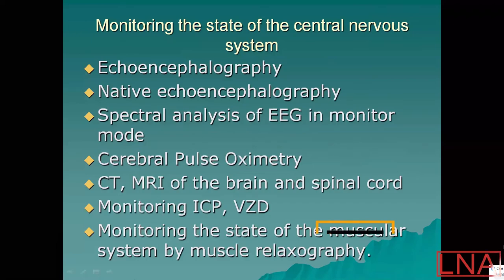Monitoring of the state of the central nervous system: echoencephalography, native echoencephalography, spectral analysis of echoencephalography in monitor mode, cerebral pulse oximetry, CT, MRI of the brain and spinal cord. Monitoring of ICP.